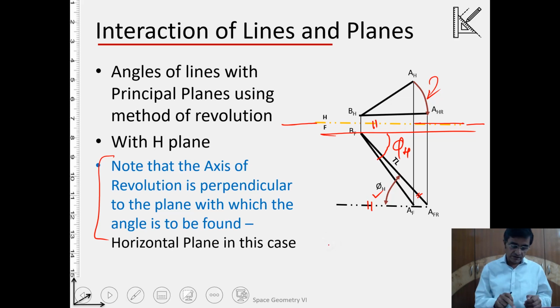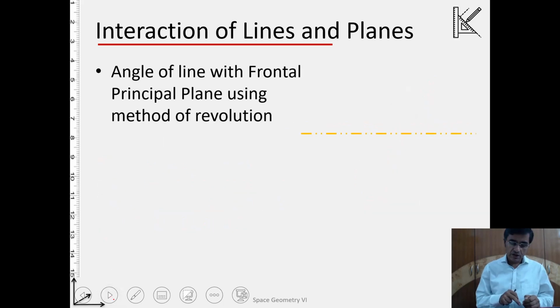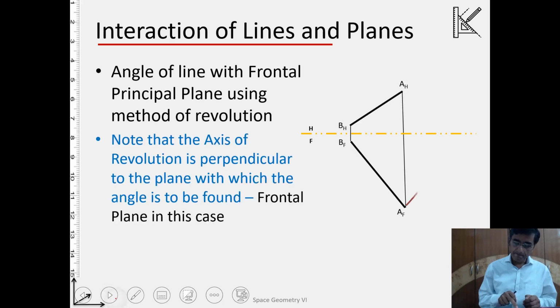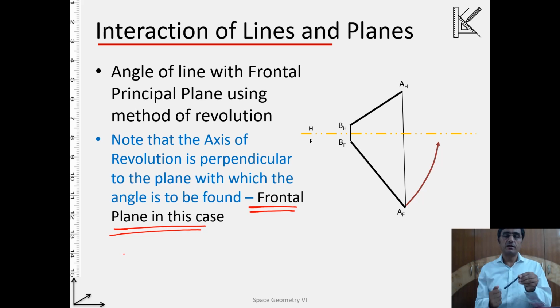What we will do now is take this further and do it for some other cases. Again the same line, but in this case we want to do it with respect to the frontal plane. So, the angle of the line now with respect to the frontal plane. This line is inclined to the frontal plane. What is that angle? That is what we are doing.